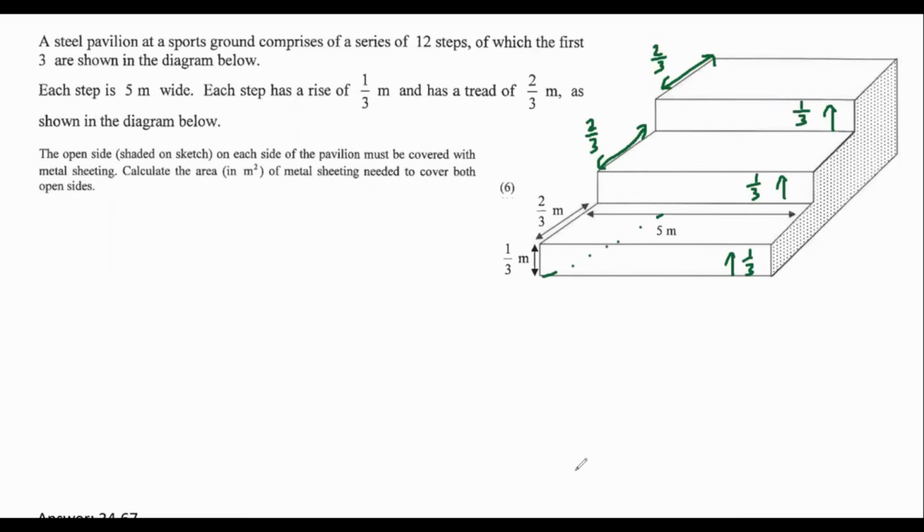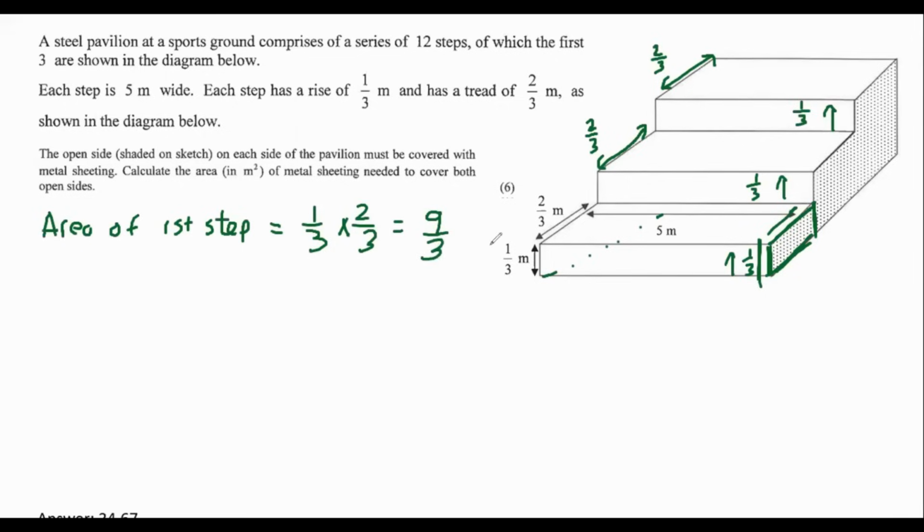Okay, so this question is actually not that bad, because if we look at the first step, area of first step is just going to be equal to a third, which is the height, this piece, multiplied by 2/3. And that's just going to give us 2 over 9. There we go.